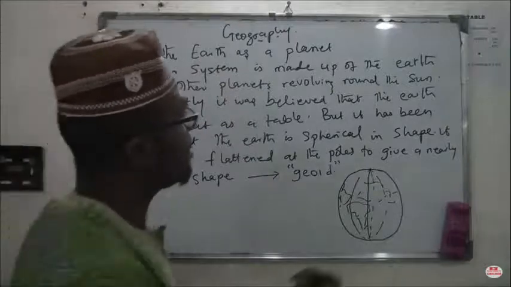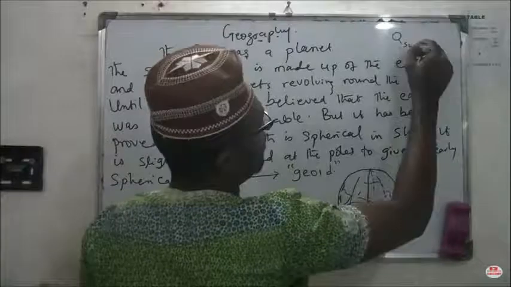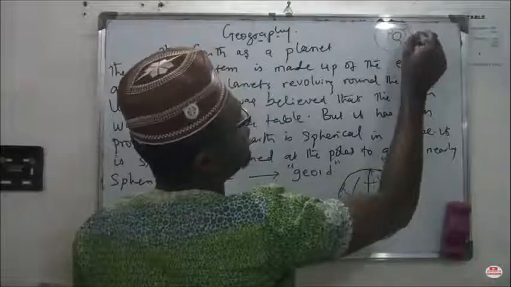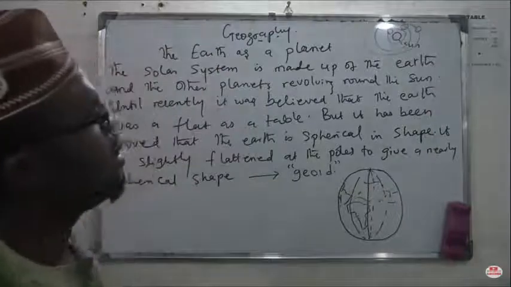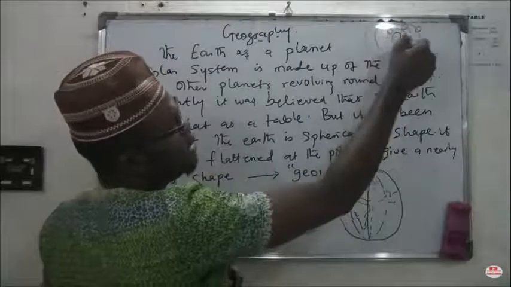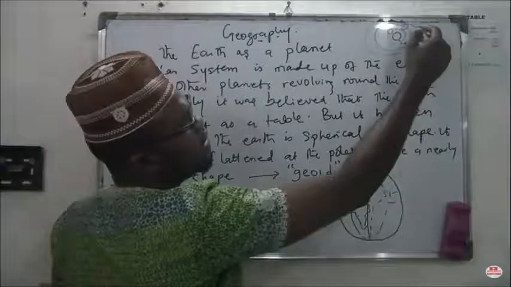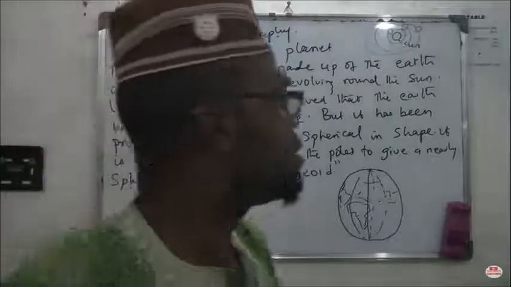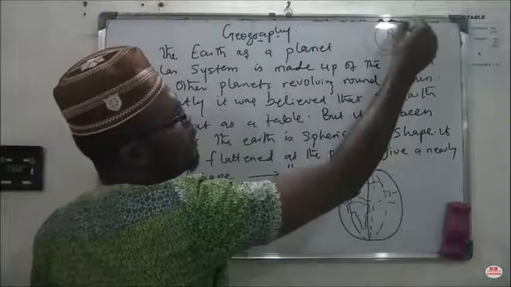So the solar system is something like this. We have the sun, then revolving around the sun are the planets, each of them. They move around the sun in their own path. So you have the Earth, you have Mars, you have Jupiter, you have Saturn, you have Pluto. All of them are planets. So the Earth is one of the planets that revolve around the sun.